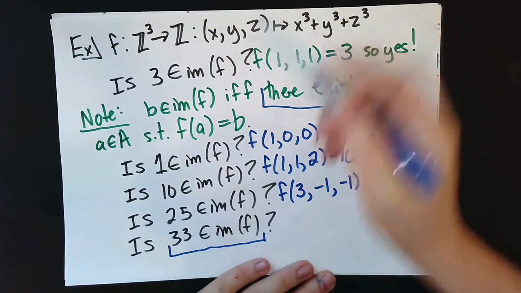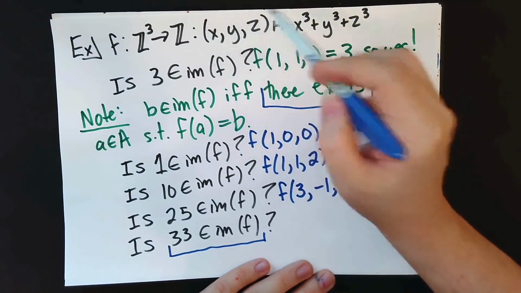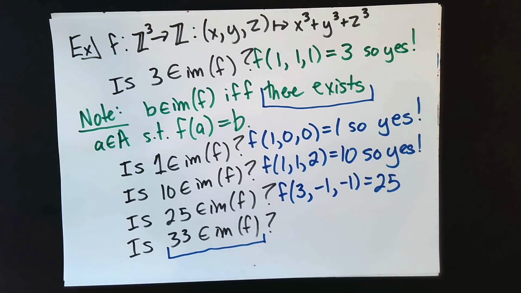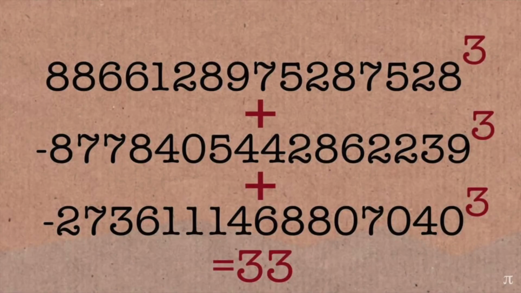But fortunately, as of 2019, we no longer have to wonder whether 33 is in fact the sum of 3 integer cubes. 33 is the sum of 3 integer cubes. And you can see why, even though this is a problem that people have thought about for a while, it took a long time for someone to actually answer this question.